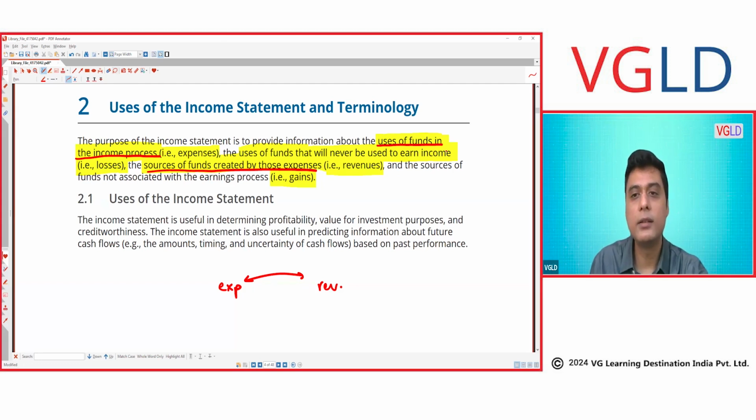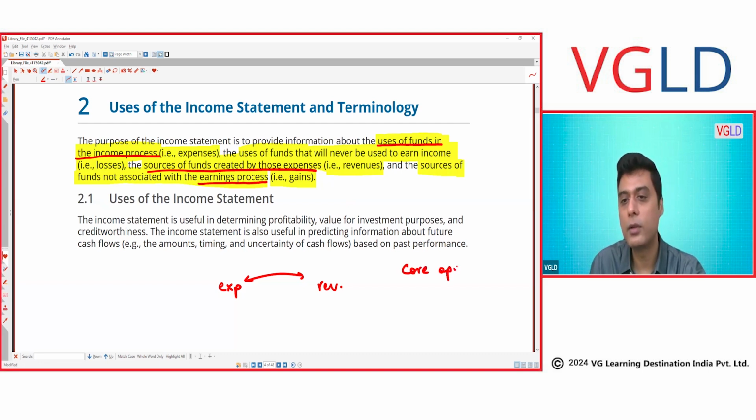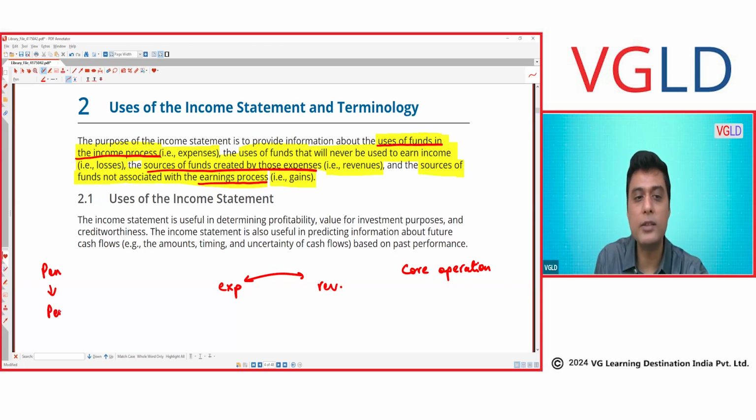And the gain is the source of funds not associated with the earning process, right? When we use the word earning process, we are basically referring to your core operations. What is your core operation? If you are a pen manufacturing company, then manufacturing and selling of pens is your core operation. If you are a shoe manufacturing company, then manufacturing and selling of shoes is your core operation.